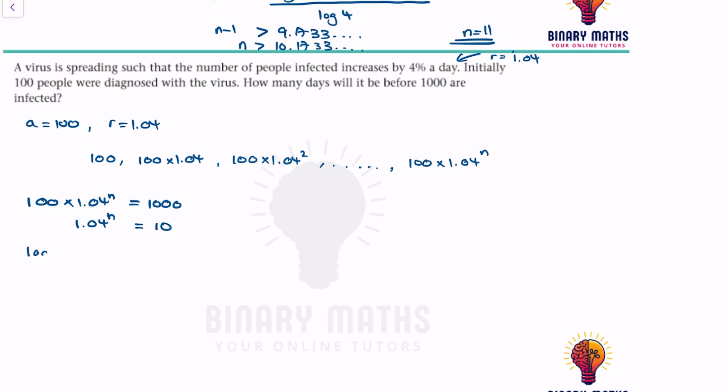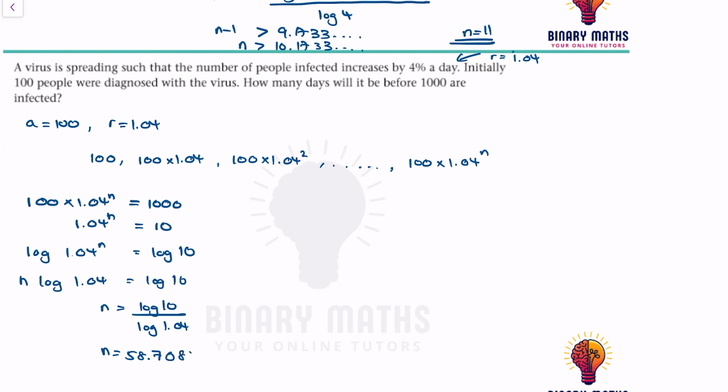If I take logs on both sides, then log of 1.04 to the power of n is equal to log of 10. So n log of 1.04 is equal to log of 10. So n will be equal to log of 10 divided by log of 1.04, which means n is equal to 58.70839. If I round it, because it happens after 58.7 days, it must be n is equal to 59.